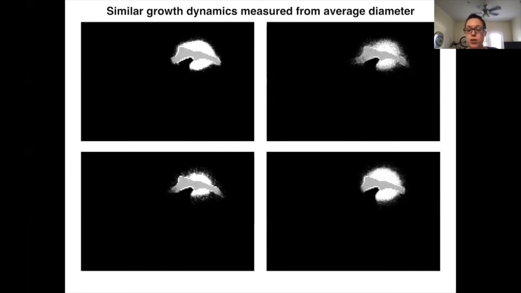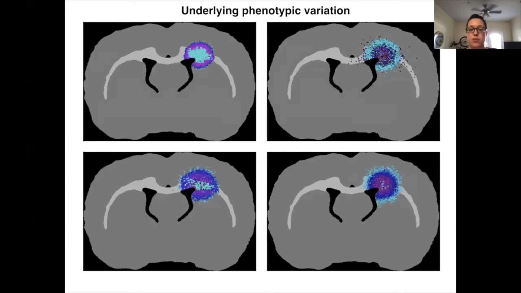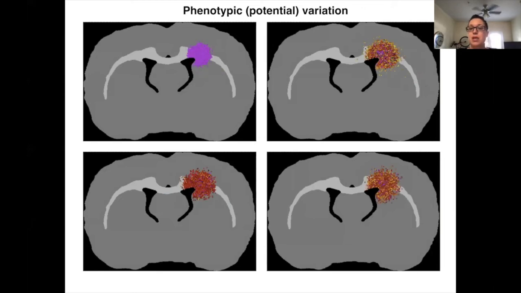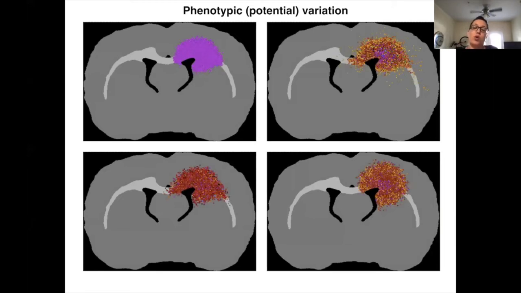They all look pretty similar if all we can see is the density, if all we're going to do is look at imaging. This is what we see. But if we look underneath at the phenotypic variation, you can see that they're not all the same. There's quite a bit of variation amongst these. And if you look at the potential variation of what they could achieve if they had saturated PDGF, there's quite a bit of difference between these cells too.